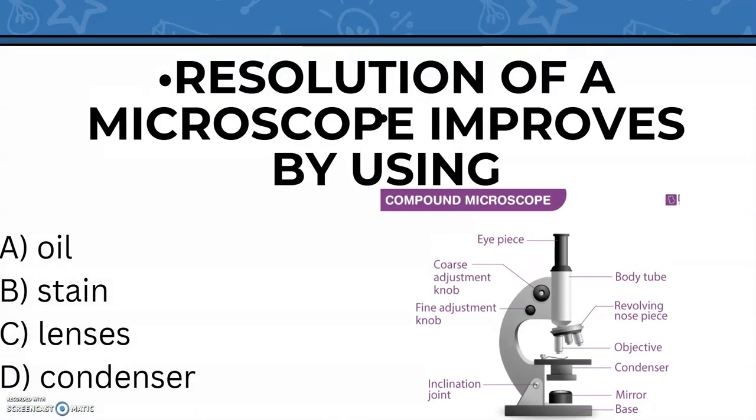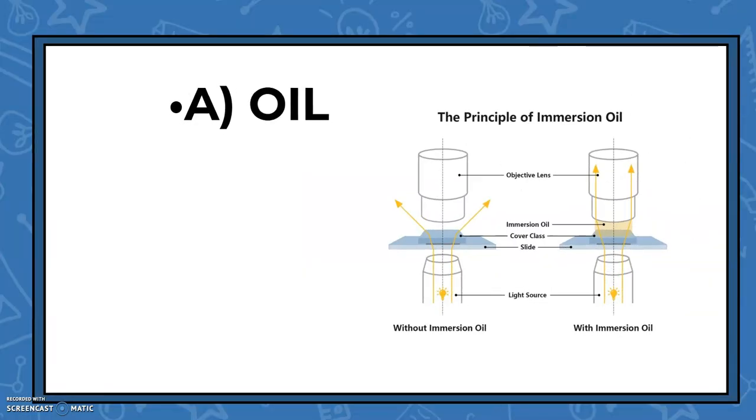The next question is, resolution of a microscope improves by using what? Option A, oil, option B, stain, option C, lenses, or option D, condenser. The question is, resolution of a microscope improves by using which of these? Oil, stain, lenses, or condenser? And the answer is oil.